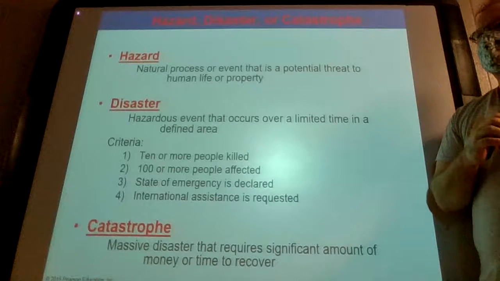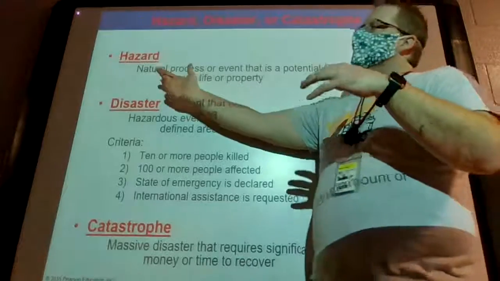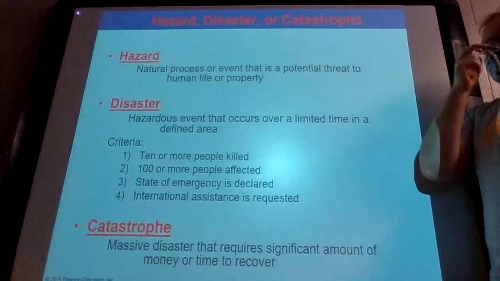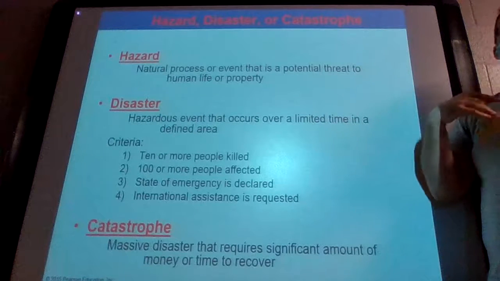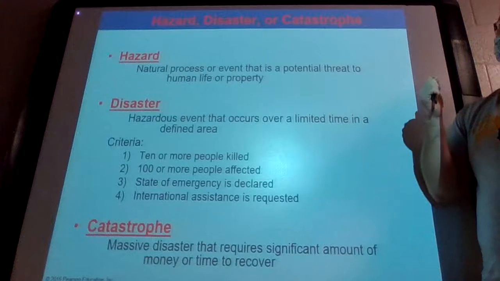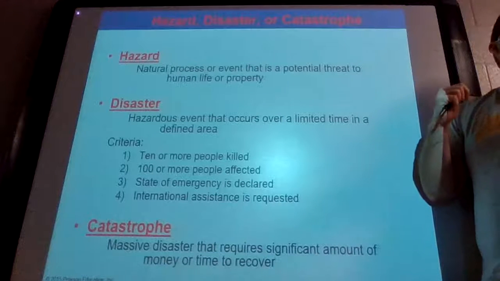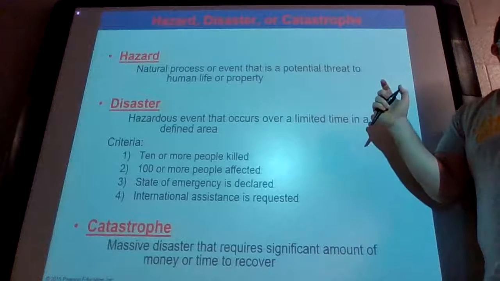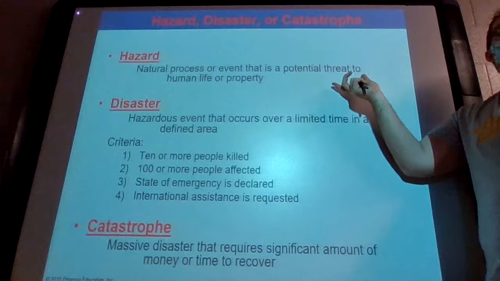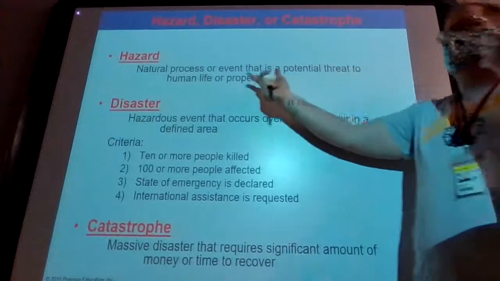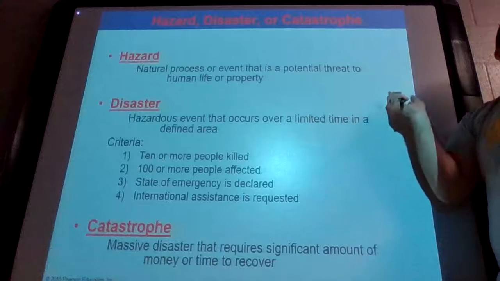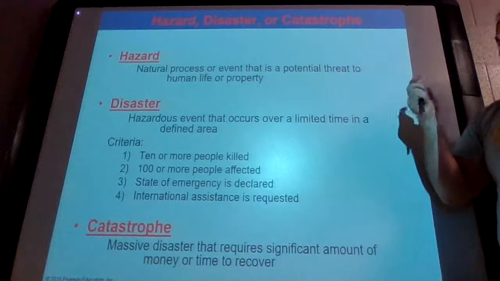So now here's the key part that I wanted to get to. A hazard is a natural process or event that has a potential threat to human life or property. It's not a disaster until humans make it a disaster by being there. For instance, the tornado example. A tornado goes through one of the farm fields out here, and doesn't destroy any crops and doesn't destroy any houses. It was a hazard. It was hazardous. It was a bad thing. It was a natural event that happened, but it wasn't a disaster because literally nothing got destroyed except for maybe some trees and a couple plants.